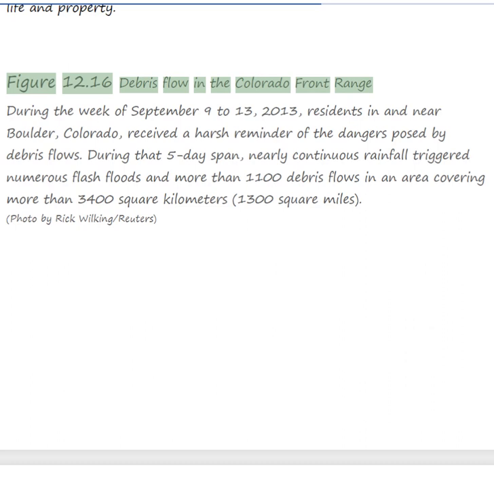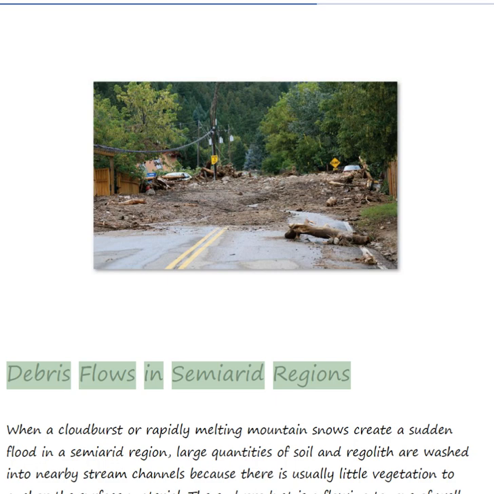Figure 12.16 Debris flow in the Colorado Front Range. Debris flows in semi-arid regions.